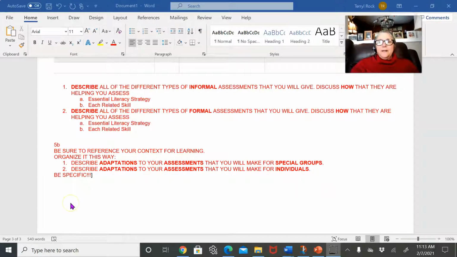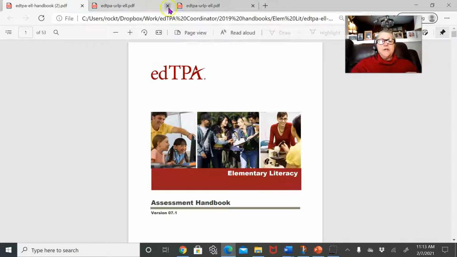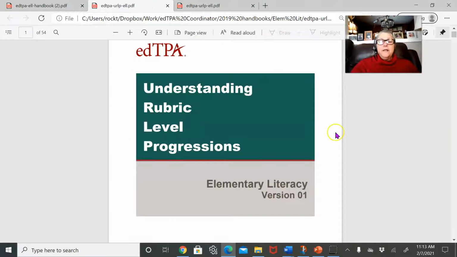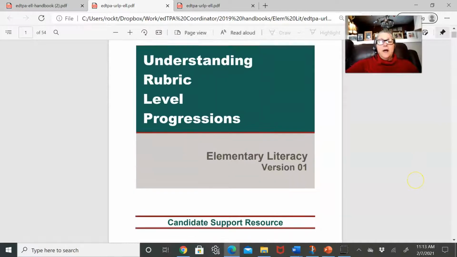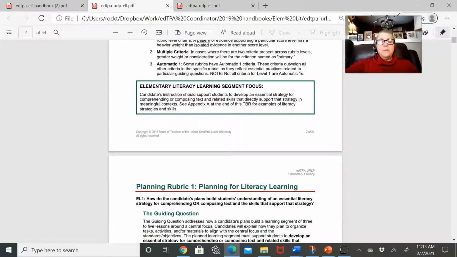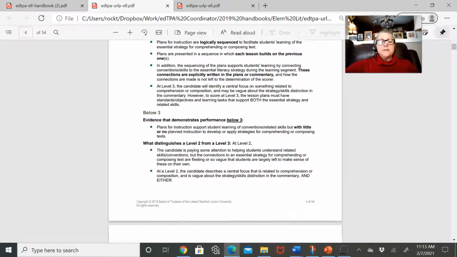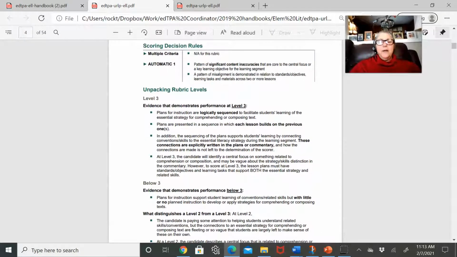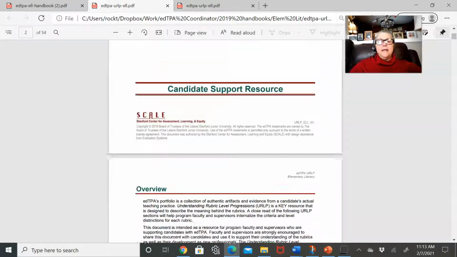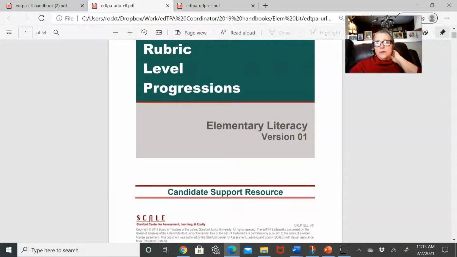So keep up the good work. I'm sure you're doing great. A lot of this information that I've used today comes from this Understanding Rubric Level Progressions document. Everyone's got one. A lot of you don't use them. I can't understand why, because it literally tells you how to write this thing and what the scorers are looking for. It is for candidate support. So it's not against the rules for you to use it. They expect you to be using it.